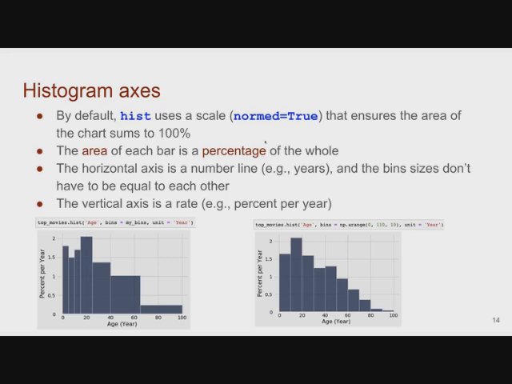The horizontal axis, as we said before, the bins don't have to be equal to each other. They can be. And because we're thinking about these things in terms of area, the vertical axis, the y-axis, is going to be percent per whatever the x-axis is. And so in these graphs that we're looking at down below, that's going to be percent per year. Okay.